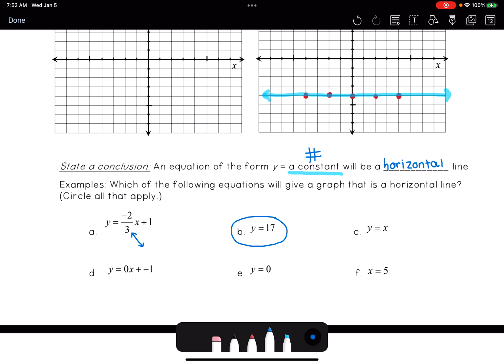Y equals x. X isn't a constant. It's going to change, which will change y. So this is just like y equals 1x plus 0. So that will give us a positive slope.